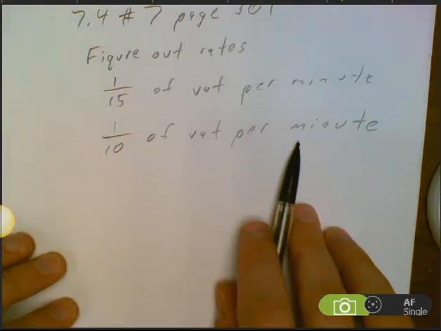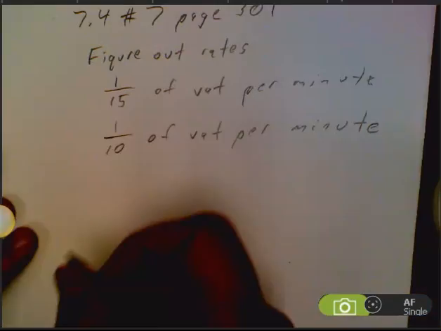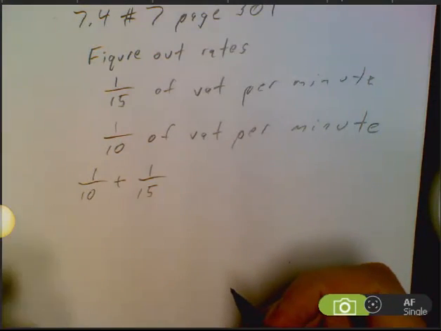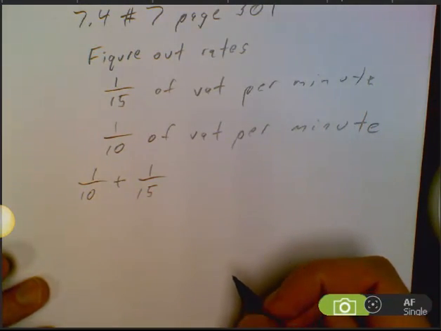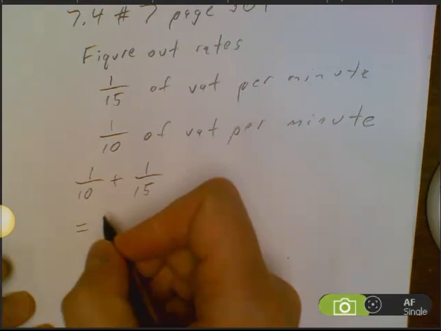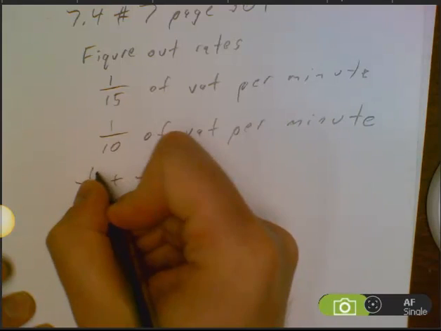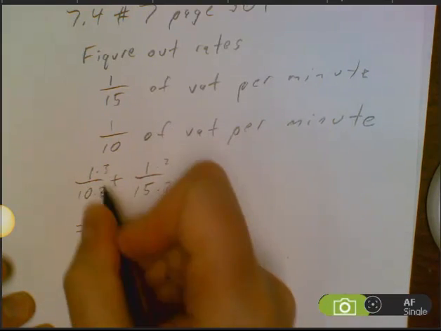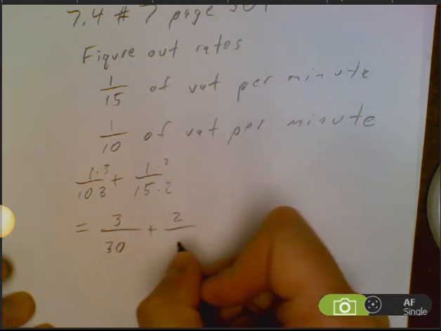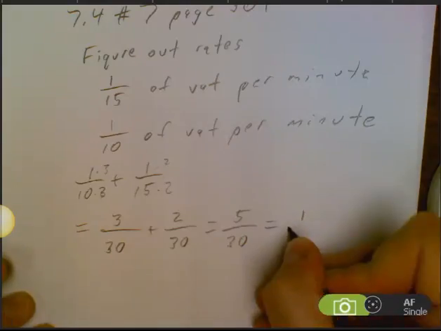Okay, now we can add these together because these two things are working together. So we've got 1/10 plus 1/15. Do we want to use a calculator on that, or let's do it old school? Let's find a common denominator. I think that'd be 30. So we got to times this one times 3, and this one times 2. So we get 3/30 plus 2/30 equals 5/30, and that equals 1/6.